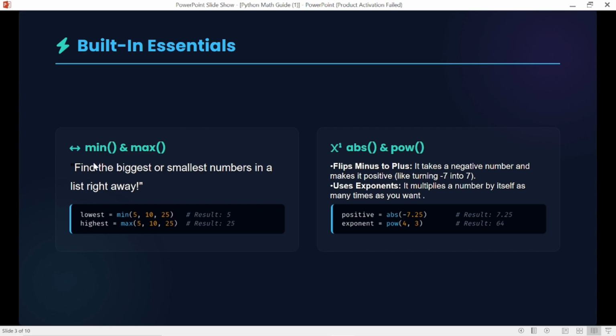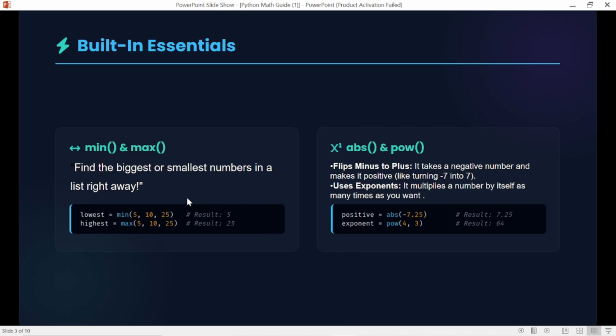First two are min and max. From the names we get to know that they find the lowest and largest, the smallest and biggest. Let's look at their functions. They find the biggest or smallest numbers in a list right away. For example, min, meaning minimum number, the lowest number. If we use this method, we can find the smallest number from any list.